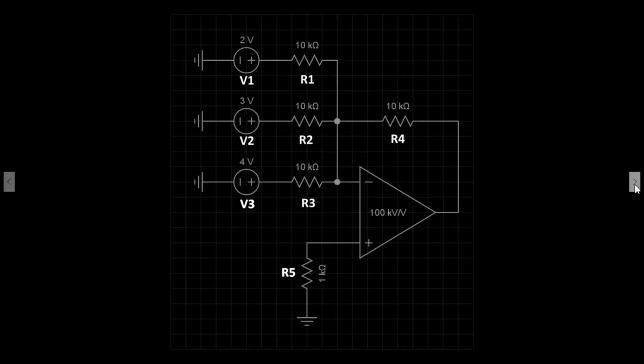R5 is connected to the non-inverting input and then to ground. R1, R2 and R3 are connected between the power supplies and the inverting input. R4 is connected to the output and used to create the feedback loop.